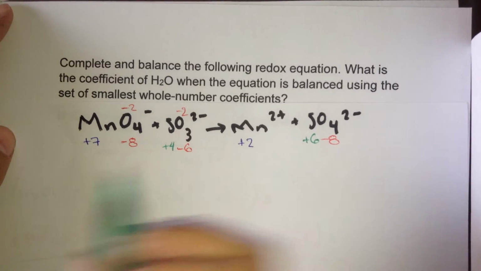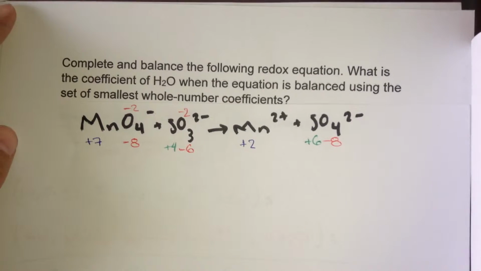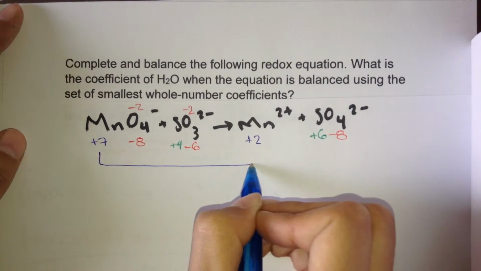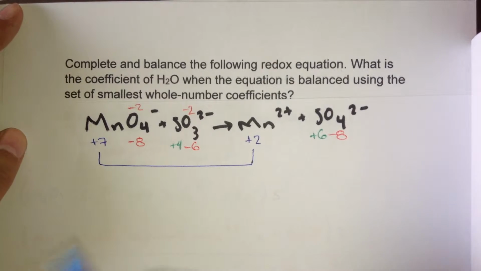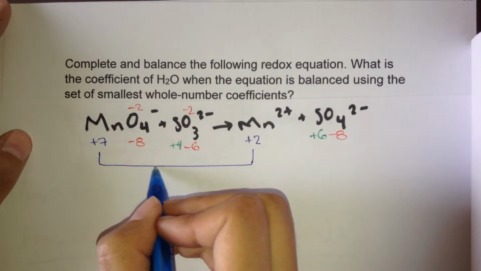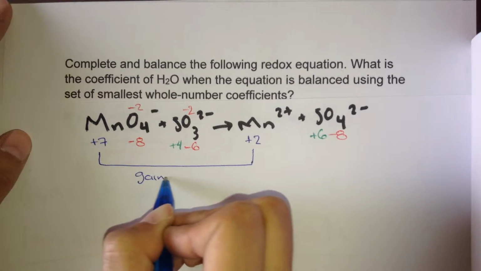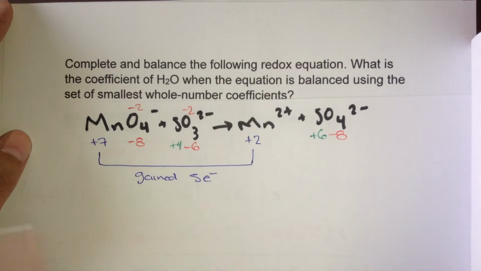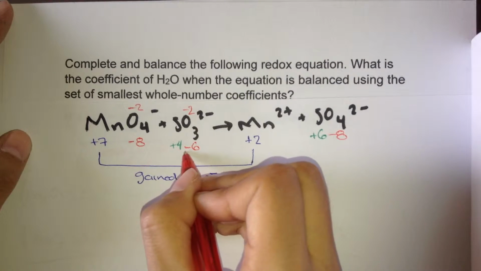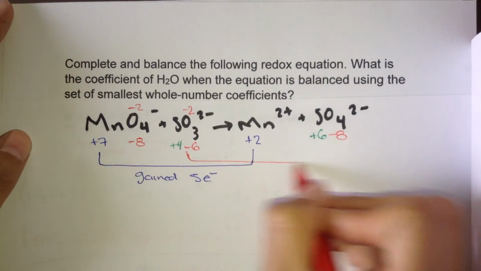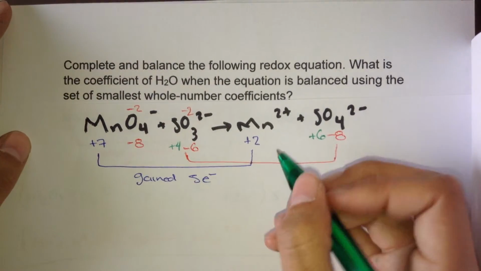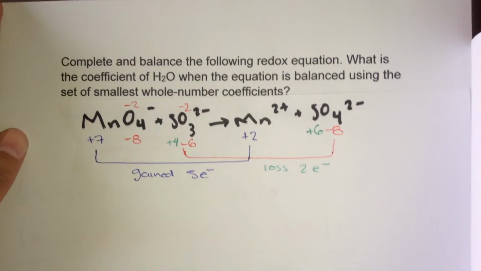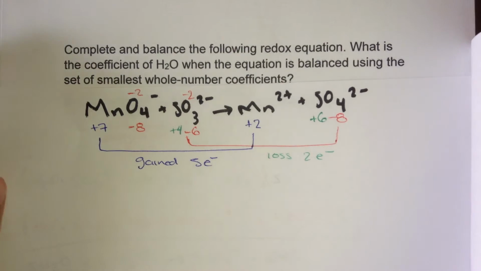So now that we have our oxidation numbers, we deduce which one is reducing and which one is oxidizing. So manganese gained 5 electrons, and sulfur lost 2 electrons. So let's start with our half reactions.